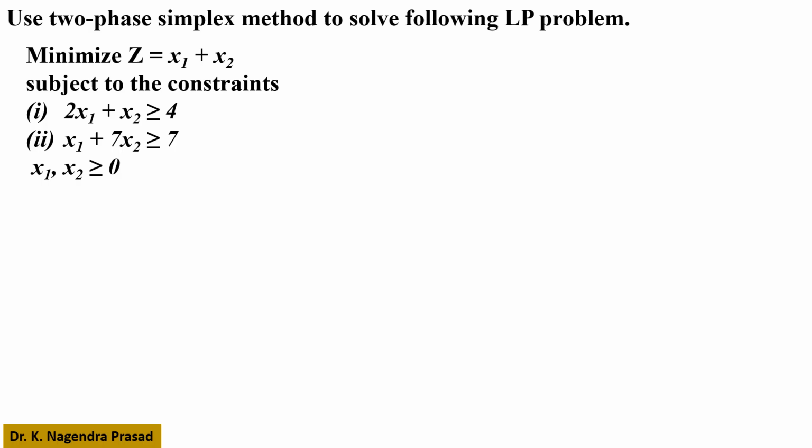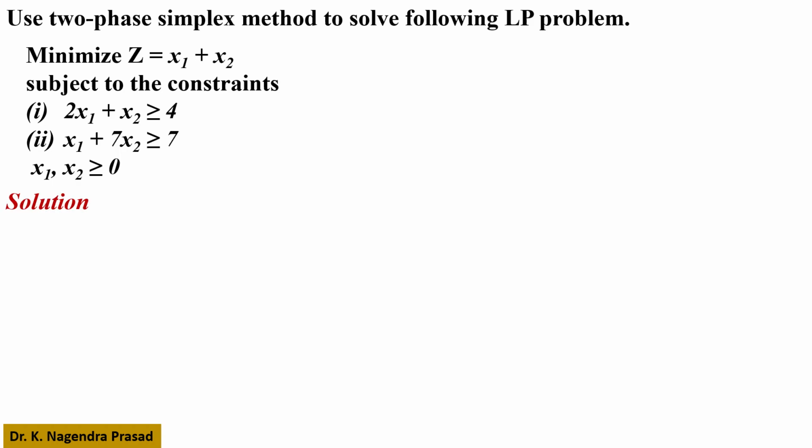The first one is 2x1 plus x2 greater than or equal to 4. The second one is x1 plus 7x2 greater than or equal to 7. x1, x2 are greater than or equal to 0. So let's see the solution.